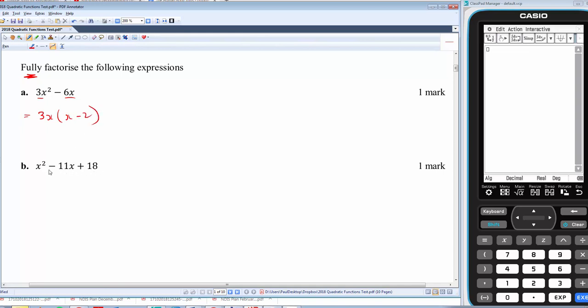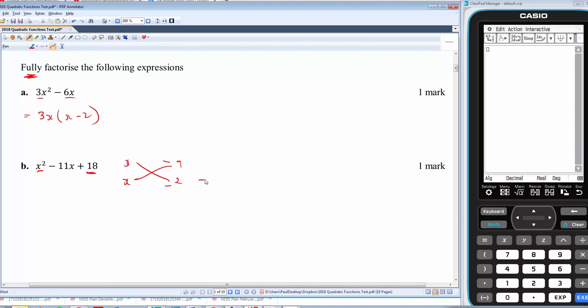For this one here, it's a trinomial, so the first thing I'm going to do is attempt a cross method factorise of it. So these two are going to be x and x to make up the x squared, and this one here, I'll be willing to bet, is going to be a 9 and a 2. Now, we need to have positive 18, negative 11, so both of these are going to be negative.